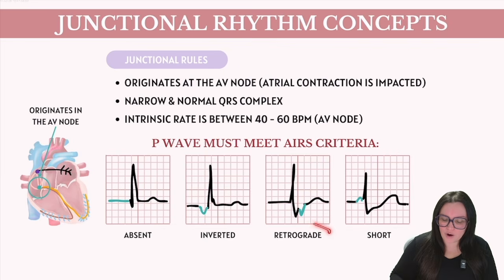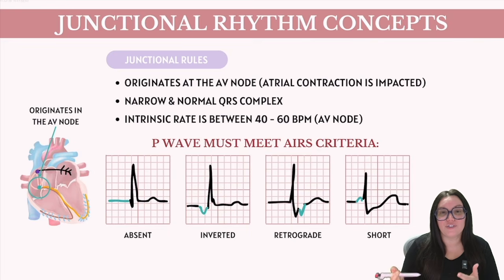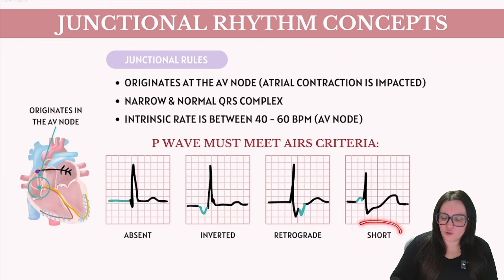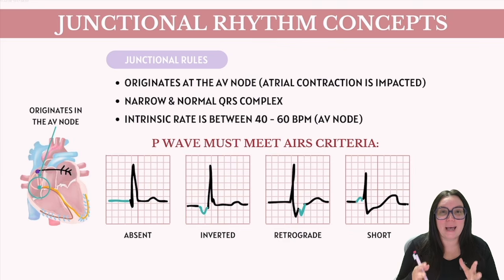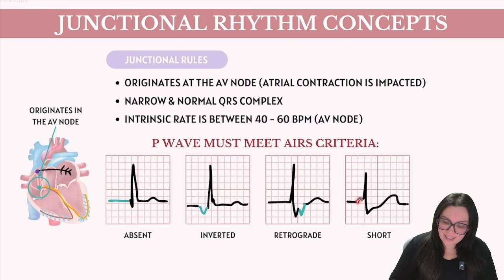And then next up we have our retrograde P wave, and this is when the P wave is visible following our QRS complex. This indicates that the atria are contracting after the ventricles do, due to the impulse traveling backwards later. And then lastly we have short PR intervals. This happens because the impulse originates near or within that atrioventricular node and has a very short distance to travel in order to reach the ventricles compared to an impulse that originates from our SA node. So that's when you're going to see basically this hugging of our P wave to the QRS.